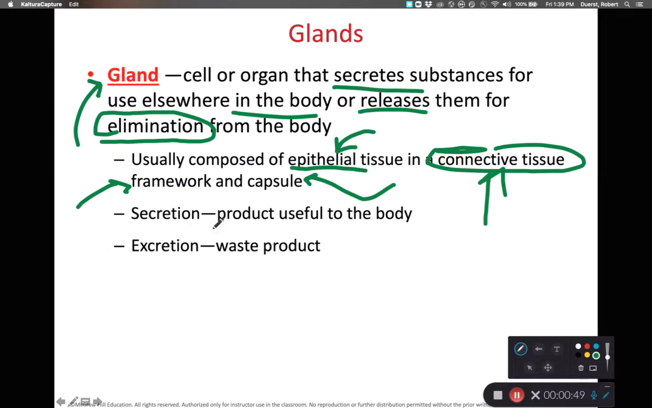Glandular secretions and excretions can be similar. The distinction between a secretion and an excretion is that secretions are useful, whereas excretions we want to get rid of.